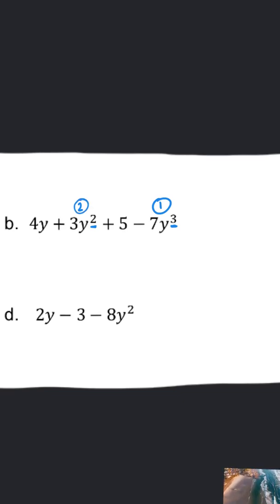And then I see 4y to the first. So that's going to be my third term. And then I see a term without a variable at all. So that's a constant. So that's going to be my fourth term. Now I'm just going to rewrite it in that order.